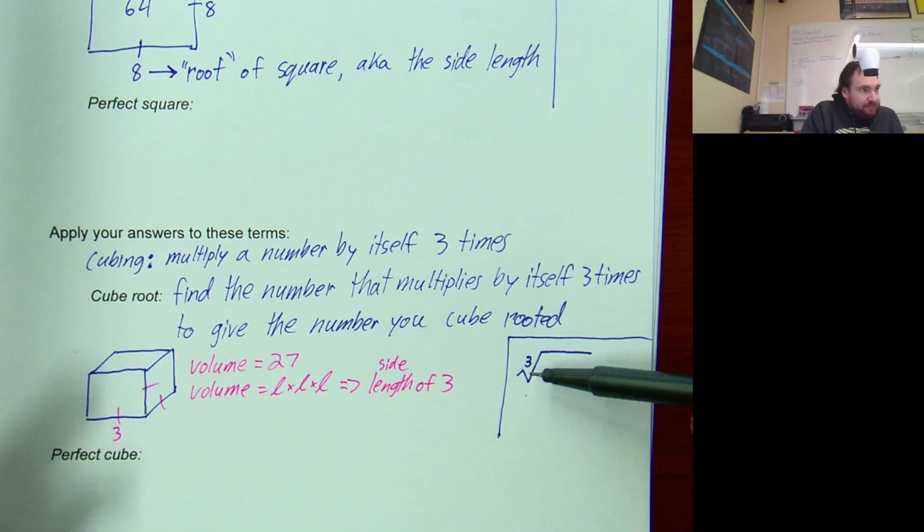Square root was what number times itself twice. Cube root is what number multiplies by itself 3 times. Are we limited to that? No. I could go to what times itself 4 times, or 5 times, or 6 times, or 7 times. And the math still holds out. I could have 4th roots, 5th roots, 6th roots, 7th roots.